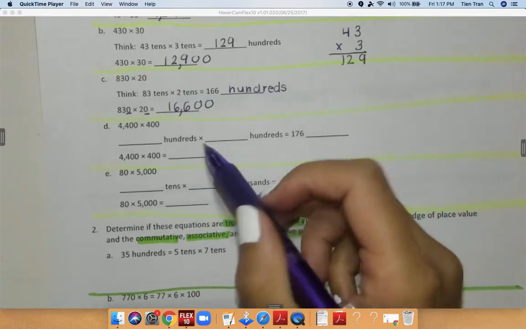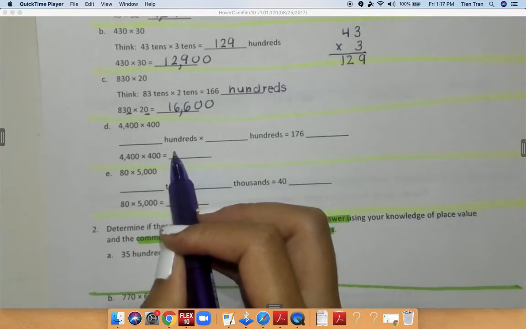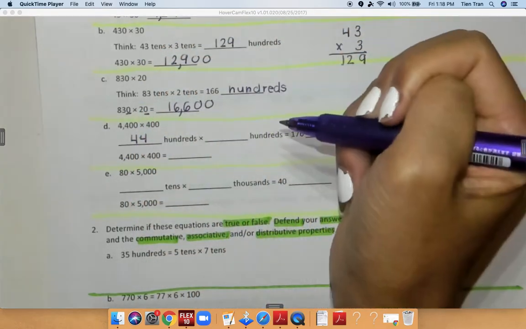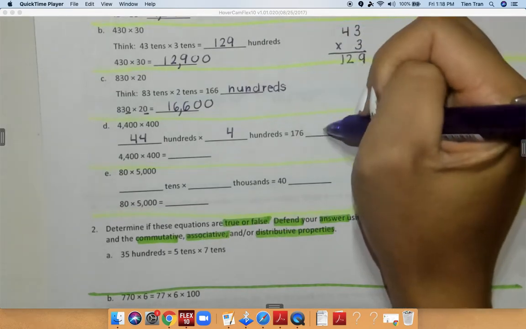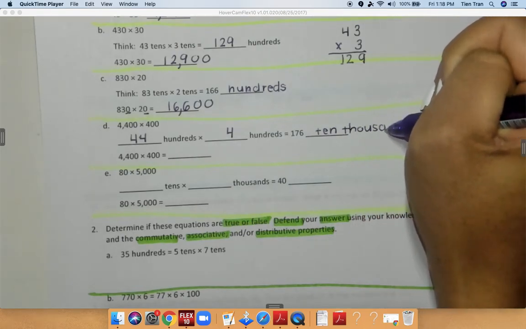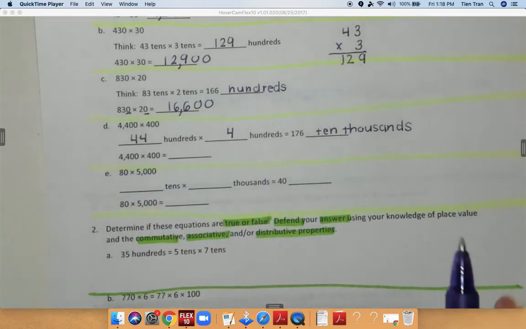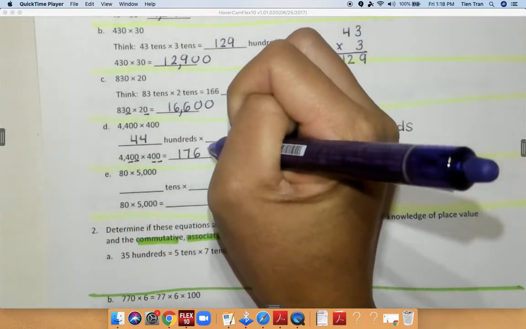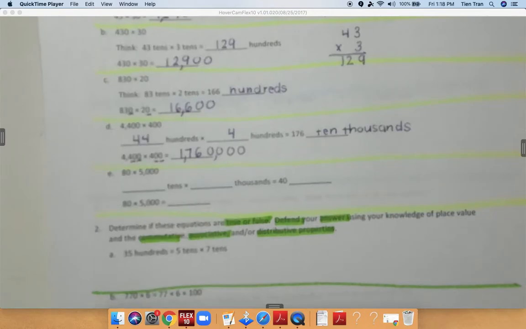Okay, now problem D, they ask you to multiply 4,400. So how many hundreds is 4,400? That is going to be 44 hundreds. And you're multiplying times 4 hundreds, which is going to give you 176 ten thousands. So 4,400 times 400 is going to equal 176, and there are 1, 2, 3, 4 zeros. So you get 1,760,000.